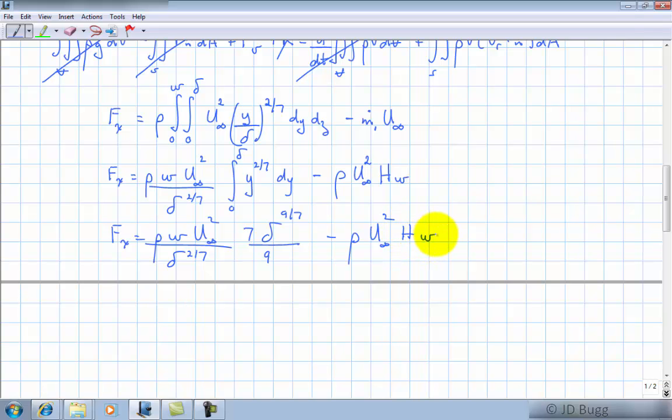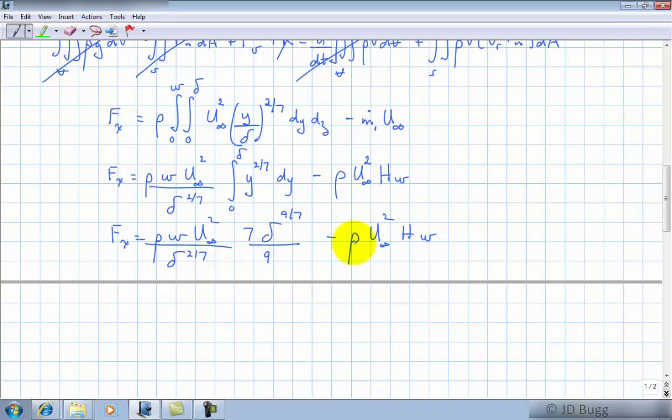Now, if we think about what we know and what we don't know in this whole thing, the density was given as 1.2 kilograms per meter cubed. That's fine. W is given as 4 meters. Delta is our 170 millimeters. U infinity is 10 meters per second. Delta, again, we know. So we know everything in this. We can solve for a number for that if we want.